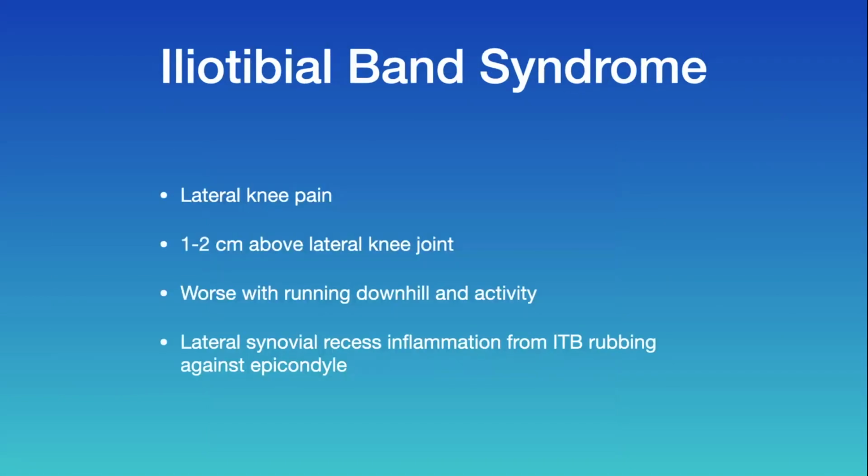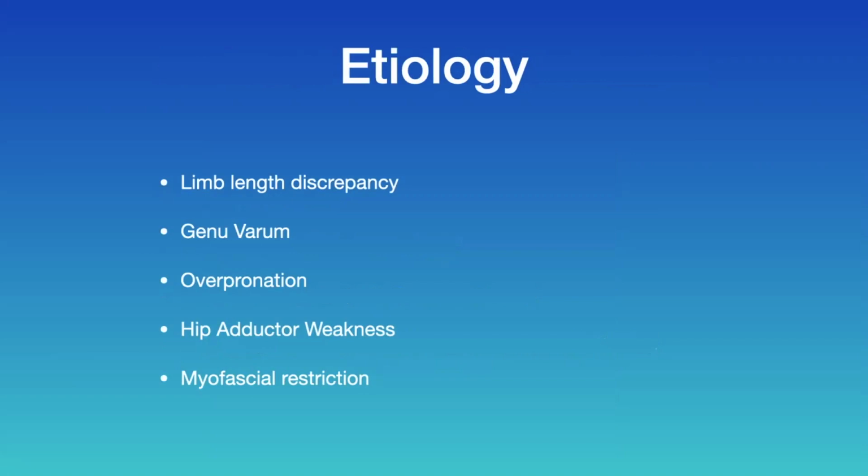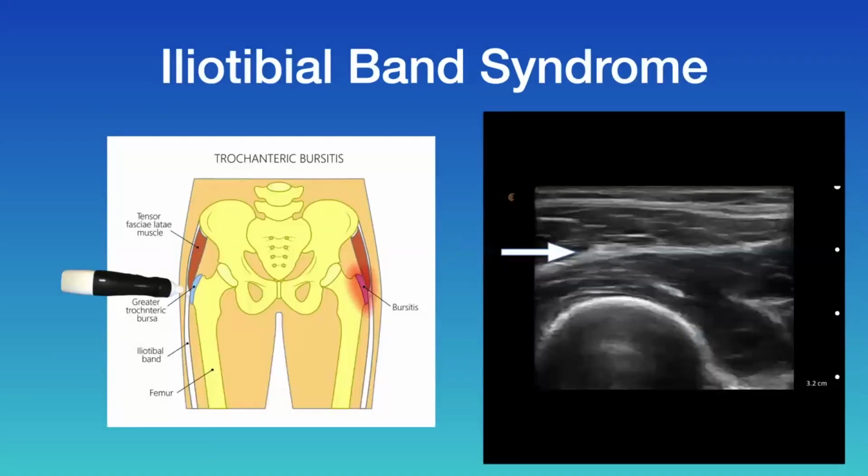Iliotibial band syndrome causes lateral knee pain or lateral thigh pain. Usually it's very tender 1 to 2 centimeters above the lateral knee, worse with running downhill and activity. There's lateral synovial recess inflammation from the iliotibial band rubbing against the epicondyle. This is seen in limb length discrepancies, genu varum, overpronation, hip adductor weakness, and myofascial restrictions.